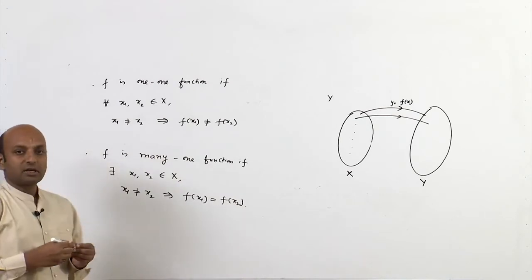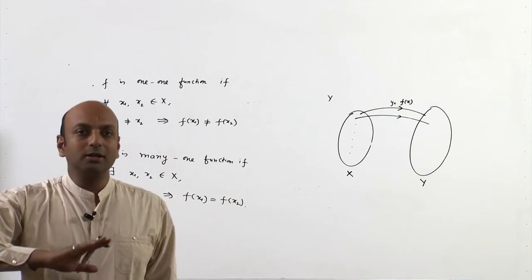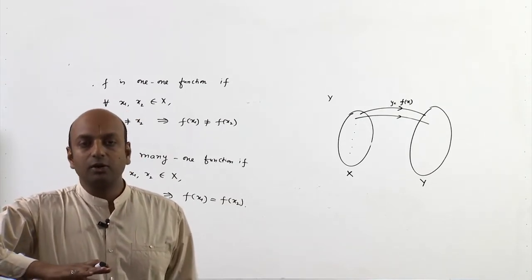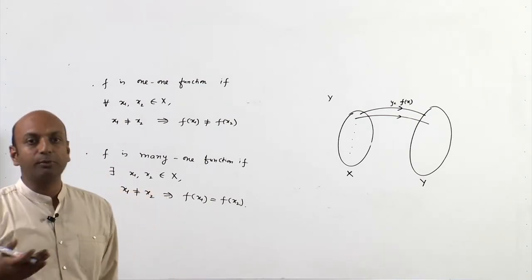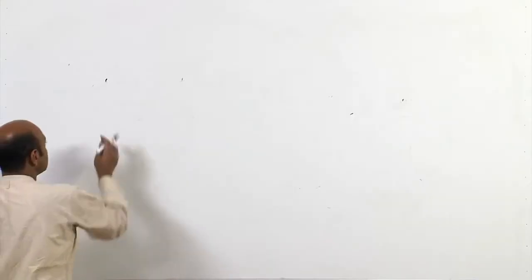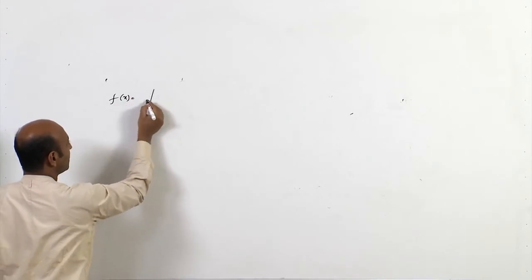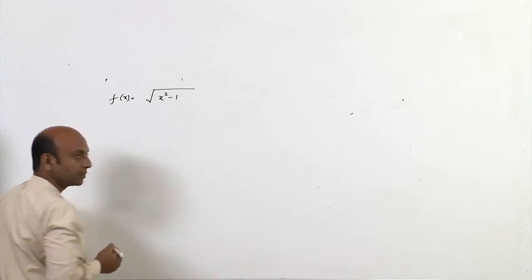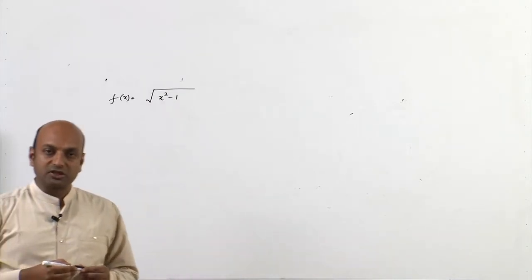So, such mappings are called many to one mapping. We have already studied this in our 10+2 standard: what many to one mappings are, what 1 to 1 mappings are, and when a function is said to be into and onto. Now, suppose we have a single variable function f(x) equals, as a simple example, the square root of x square minus 1.